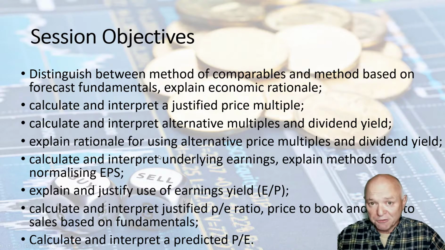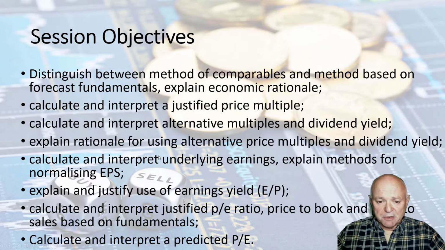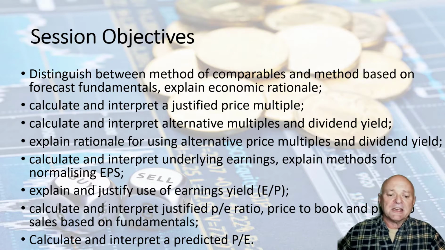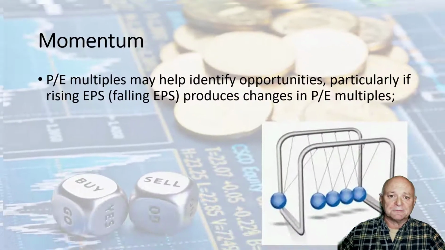We'll take a look at the inverse of the price earnings multiple, the earnings yield, or earnings divided by price. We'll calculate and interpret our justified price earnings ratio, price to book ratio, and price to sales. And we'll finish up by taking a look at how we can predict the price earnings multiples.